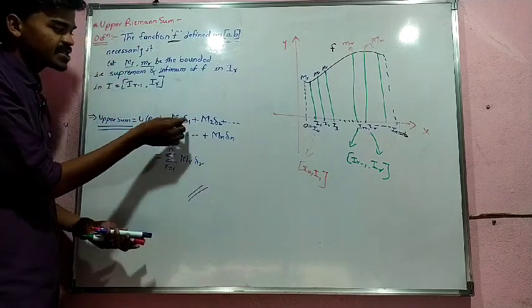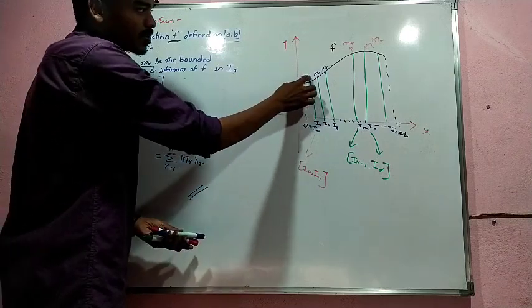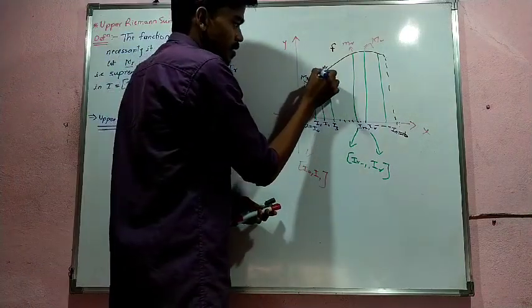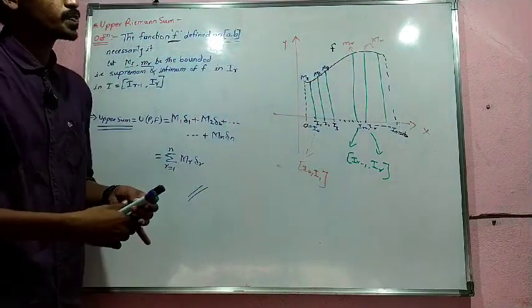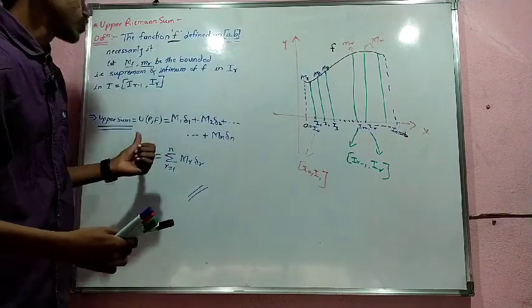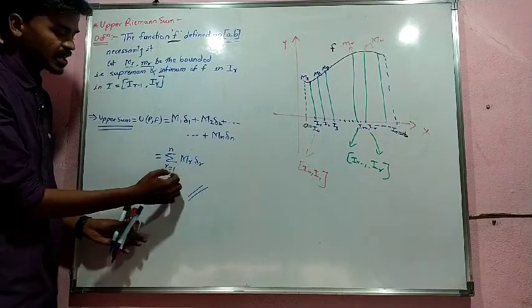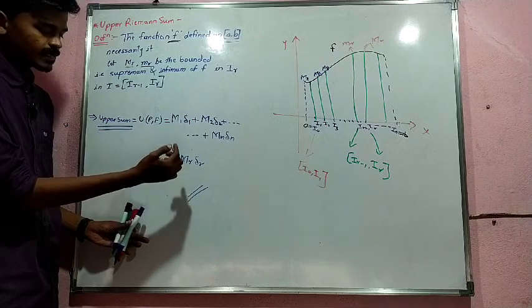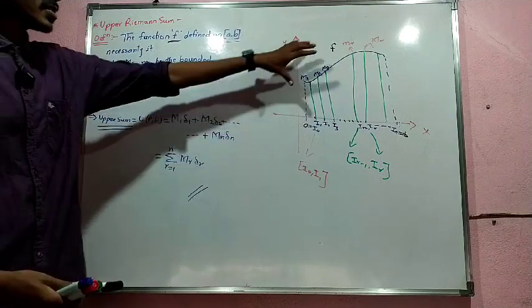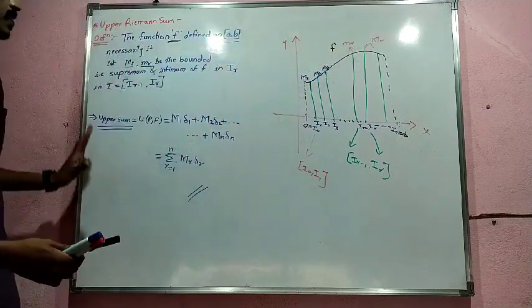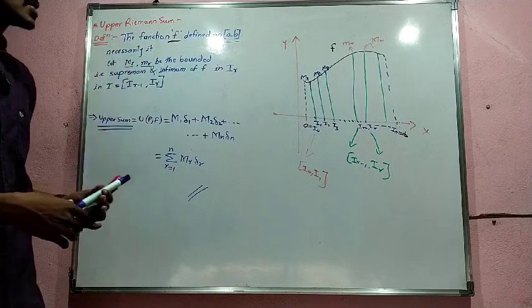What it means is that the first sub-interval supremum is M1, then M2, M3, and these are all our supremums. So we collect all the supremums from these sub-intervals to define the upper Riemann sum. That is the summation from r equals 1 to n of capital Mr times delta r. So here is the representation of the graph and here is the definition of the upper Riemann sum. Is it clear?